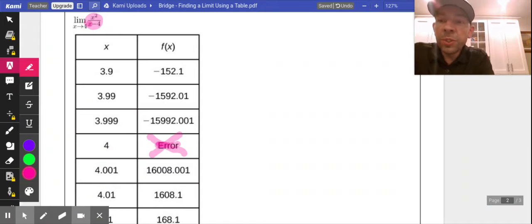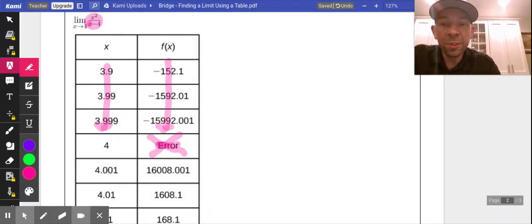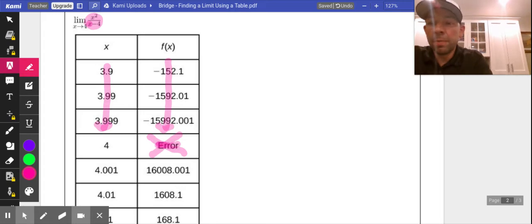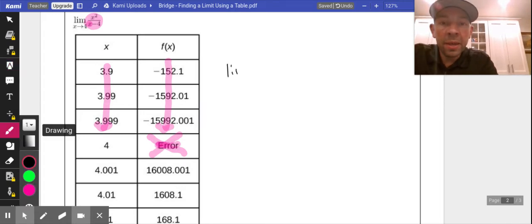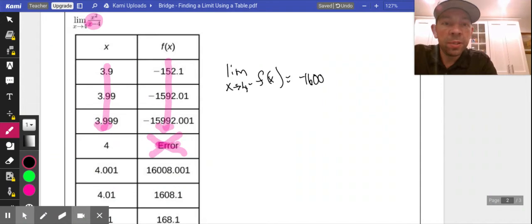All right, so what you'll notice here, as the x values get closer and closer to 4, the corresponding outputs get closer and closer. It looks like negative 16,000. So let's say the limit as x approaches 4 from the left equals negative 16,000.